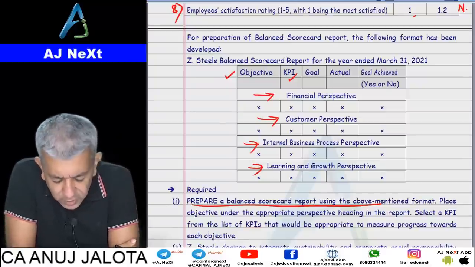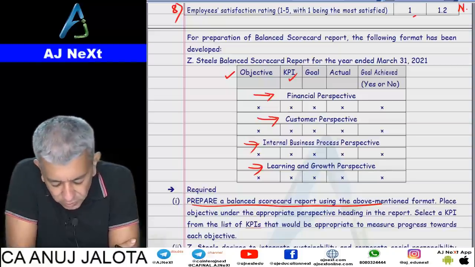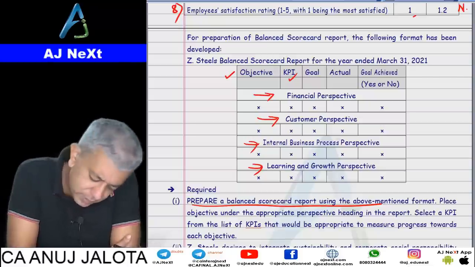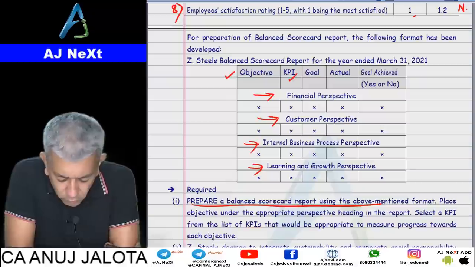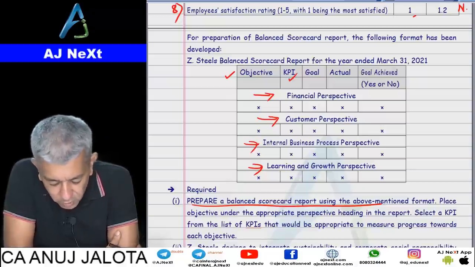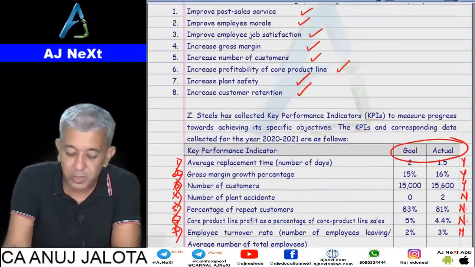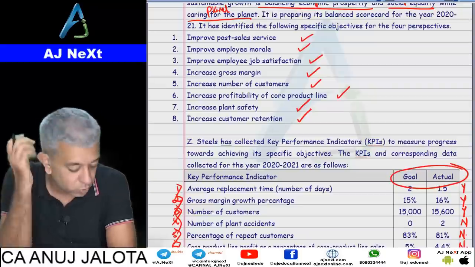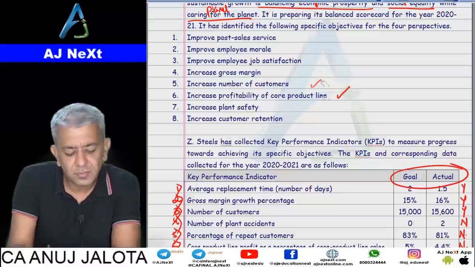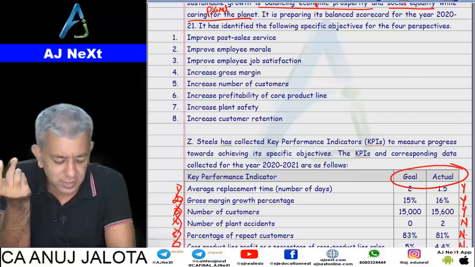Place the objective under the appropriate perspective heading in the report. Select a KPI from the list of KPIs that would be appropriate to measure the progress towards each objective. Okay, so what do they say? Select a KPI from the list that would be most appropriate to measure the progress towards each objective. Now I think we have 4 perspectives, so you have to include these 8 things within the 4. Basically you have to match the following first, and after that classify where each thing will come.